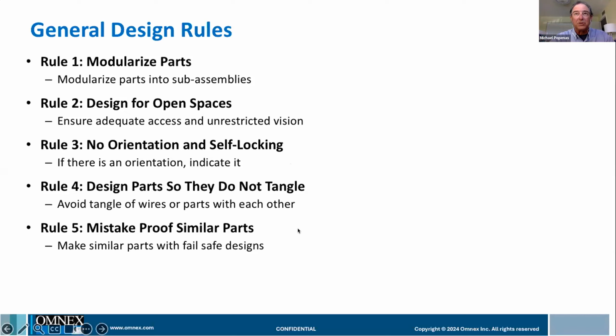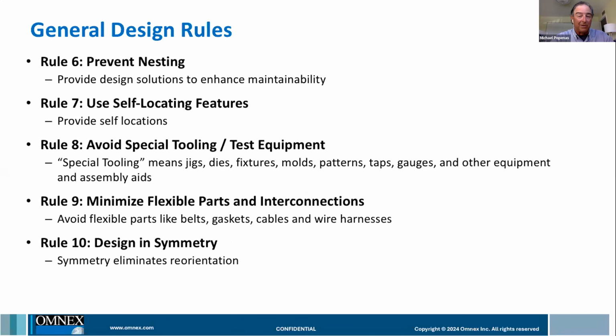Mistake proofing parts that are similar in appearance. Yeah, do you have any parts that look a lot alike? Maybe you have different customers with similar designs, family of parts, perhaps. And do you ever get them mixed up? Similar parts that aren't actually the same, right? Rule 6, prevent nesting. How about parts that don't sit inside each other and take a lot of effort to pull them apart, right? What can we do in the design side and in the processing side, manufacturing engineering side, so that these things don't lock in each other, right?